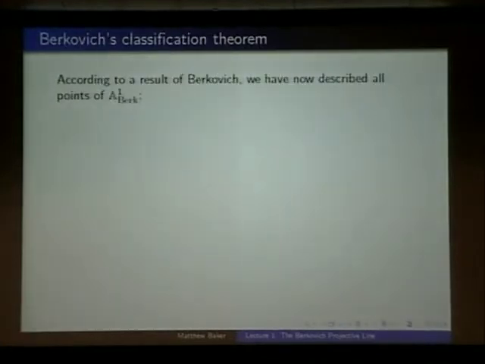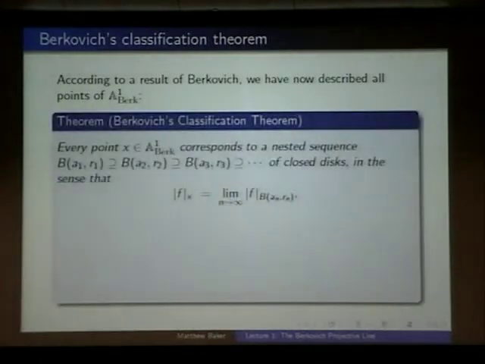So now, according to a result of Berkovich, we've described all points of the Berkovich affine line. So all multiplicative semi-norms extending the usual norm on K fall into this classification scheme. Here's what I call Berkovich's classification theorem. Every point of Berkovich space corresponds to such a nested sequence of closed disks with either empty or non-empty intersection, in the sense that every multiplicative semi-norm on this polynomial ring is a limit of sup norms on disks.